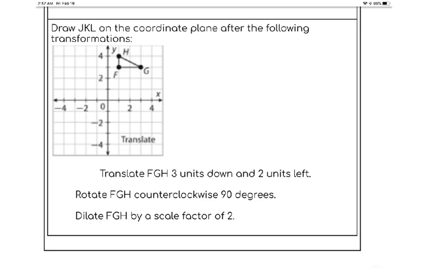So now, instead, let's draw it on the coordinate plane after a few transformations. So we're starting with FGH, and we're going to translate it 3 units down and 2 units left. Let's start with point F, and let's translate it 3 units down and 2 units to the left. So 3 units down and 2 units to the left. Okay, so this is our new point, and that is F prime.